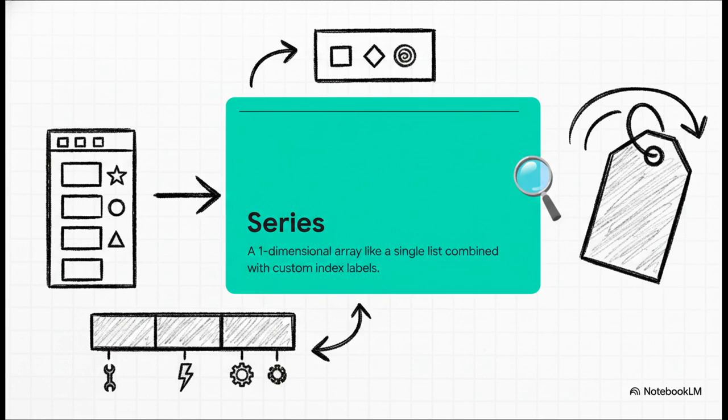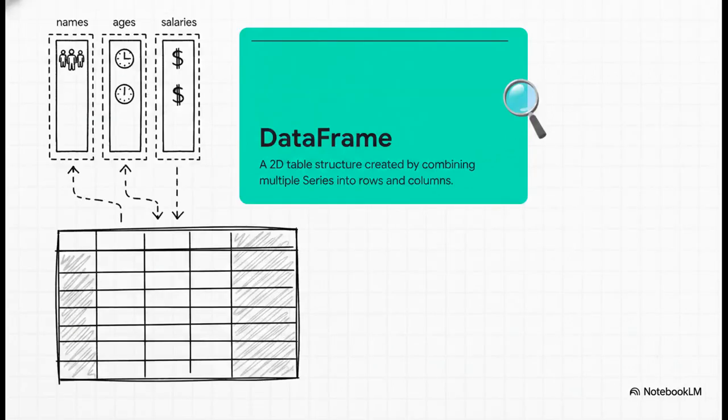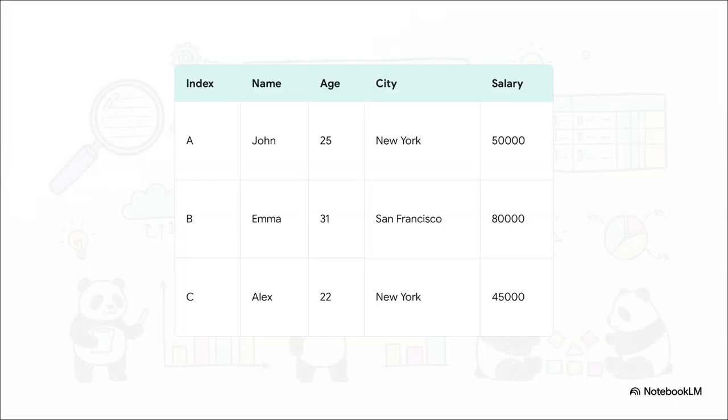Now, when you take multiple series and mash them together, you get a data frame. If a series is a single column, the data frame is the entire spreadsheet. This two-dimensional table aligns all your different series by their shared index. So you can have one column for names, one for ages, and one for salaries, and the data frame perfectly maintains the relationship between every single one of them. Notice how an index can use custom labels like A, B, and C instead of just the default numbers. That is the magic of Pandas in action.